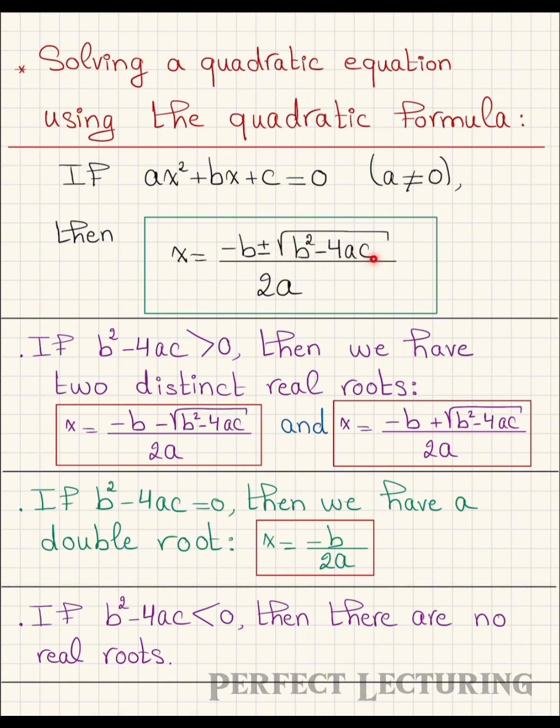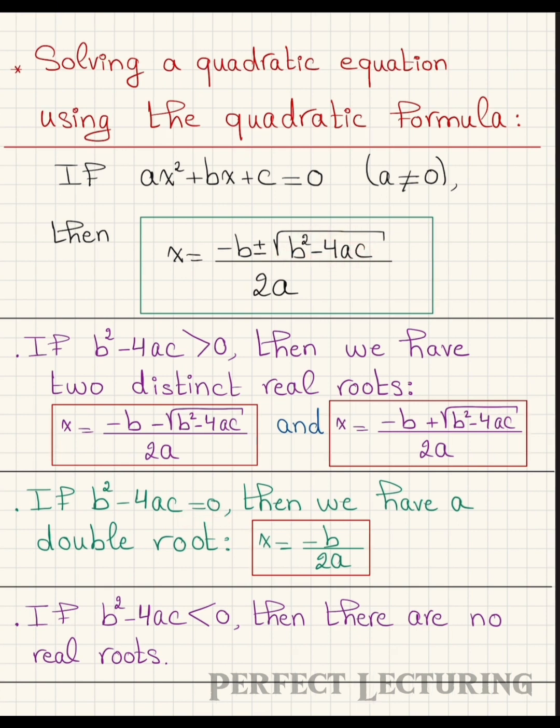So if b squared minus 4ac happens to be positive, this means we will end up with two distinct real roots. The first one is negative b minus the square root of b squared minus 4ac over 2a, and the other one is negative b plus the square root of b squared minus 4ac over 2a. If it happens that b squared minus 4ac is equal to 0, it is like saying x is equal to negative b plus or minus the square root of 0 over 2a, which is just negative b over 2a. Now, if this is the case, we say that we have a double root.